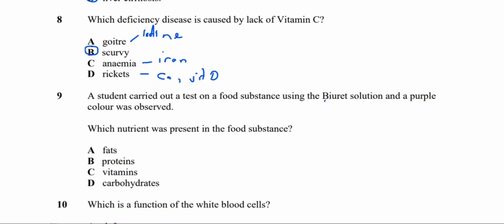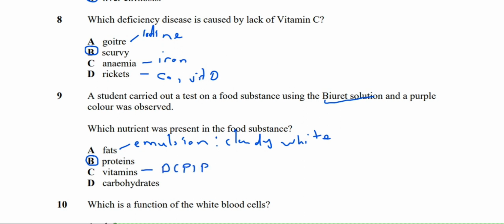A student carried out a test on a food substance using the biuret solution, and a purple color was observed. So it means that this test was positive. The biuret test tests for the presence of proteins. Fats are tested by the emulsion test, and the result is a cloudy white, so this one is not it. Vitamins are tested by a chemical, for example, vitamin C by DCPIP, which decolorizes.